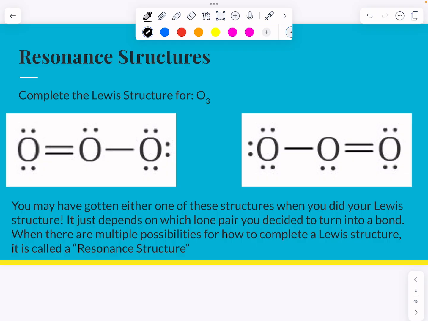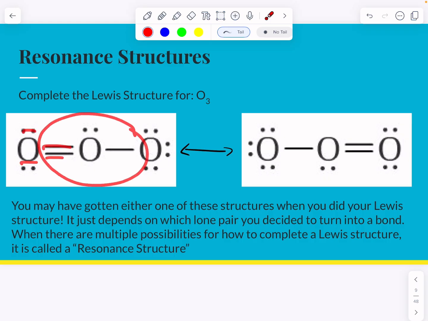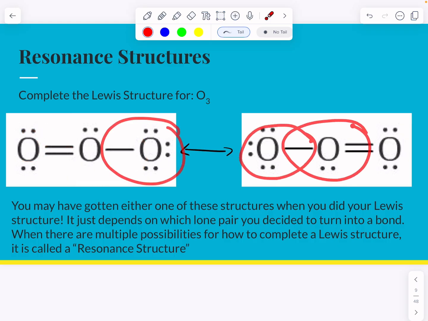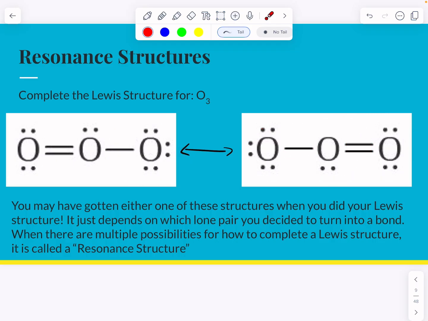Now, sometimes you may find you draw a picture and it looks similar to someone else's, but slightly different. If we look at this one, we see the double bonds on the left, and in this one, the double bonds on the right. But in the end, it all balances out. They all have their 8: 2, 4, 6, 8. 2, 4, 6, 8. 2, 4, 6, 8. Same thing. So they all have their octets. And so really, both answers are correct.